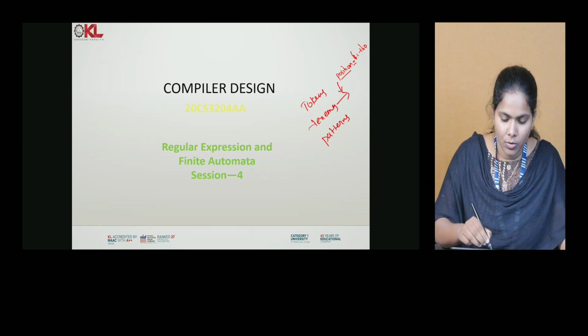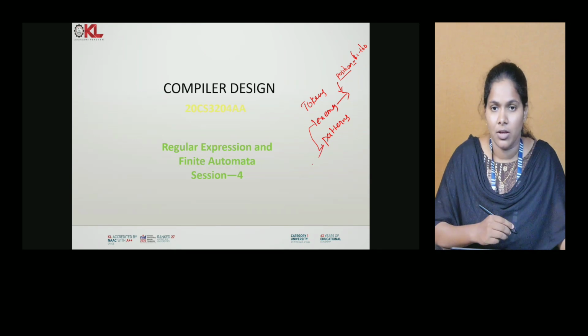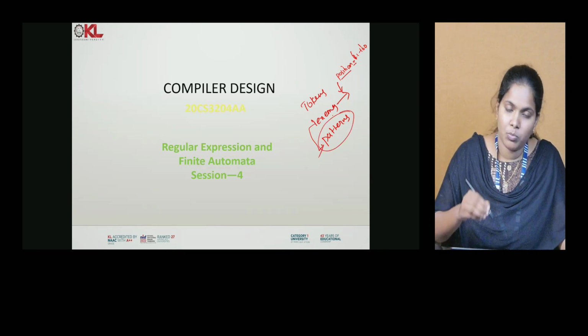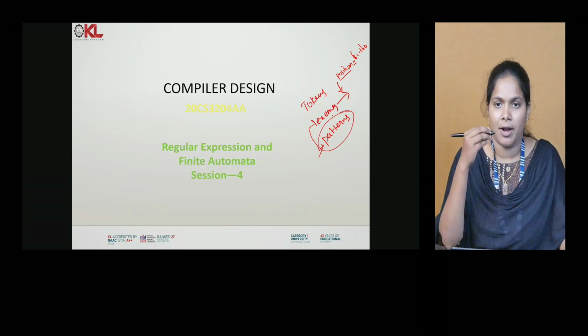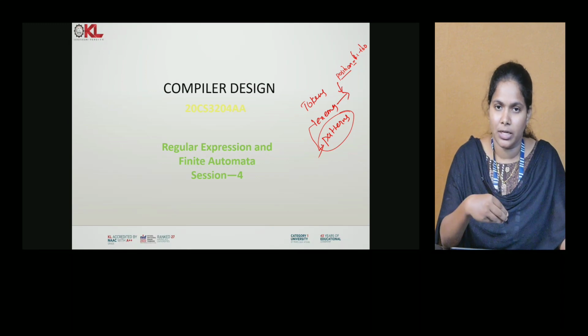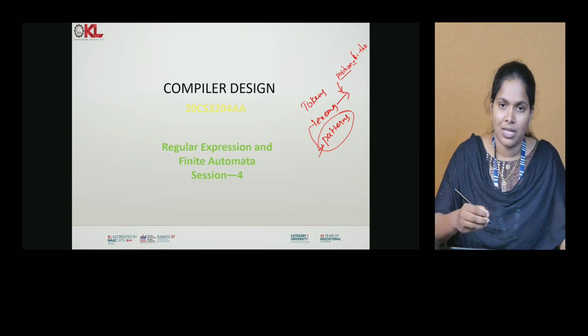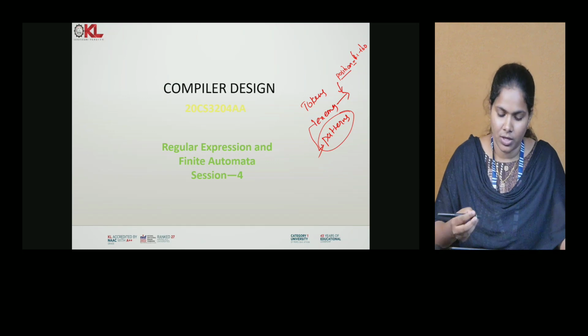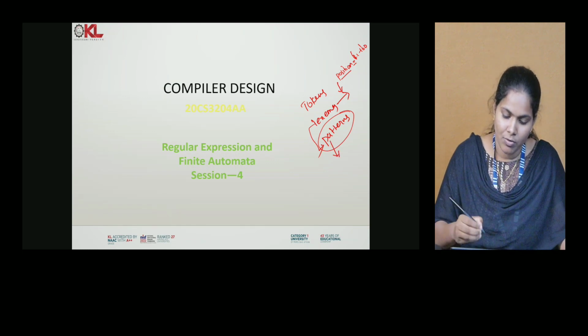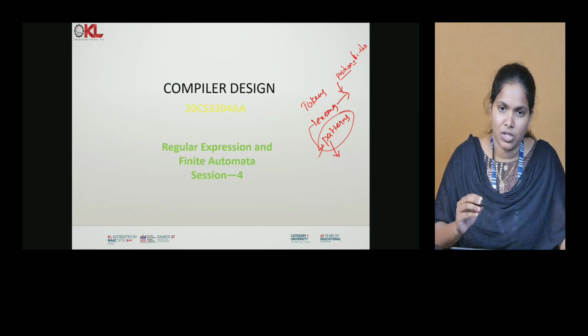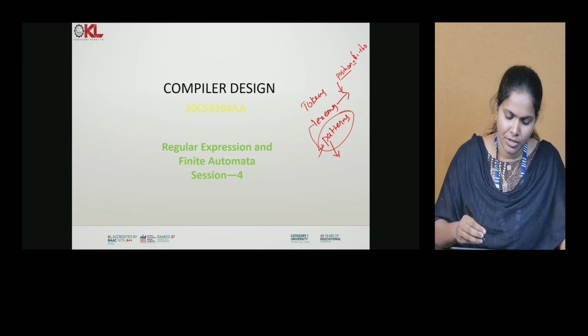So these will go to the patterns, right? If the input string is matched by a pattern, then only can we say this is a token, right? So the input string must match one pattern, and then only can we generate the tokens. Okay, so whatever patterns we are talking about here should be given here.